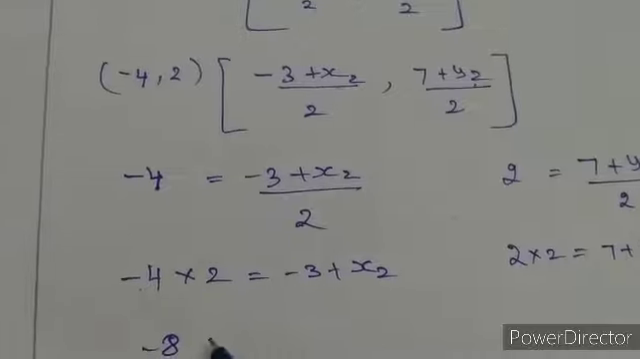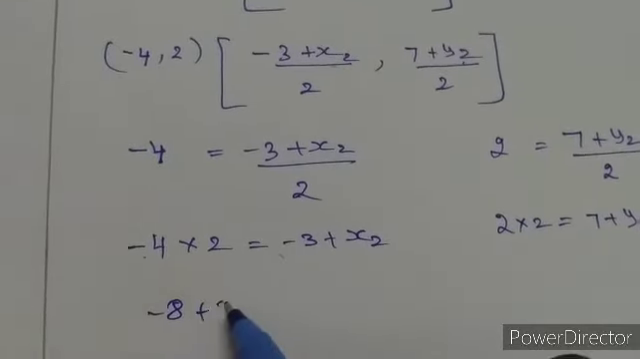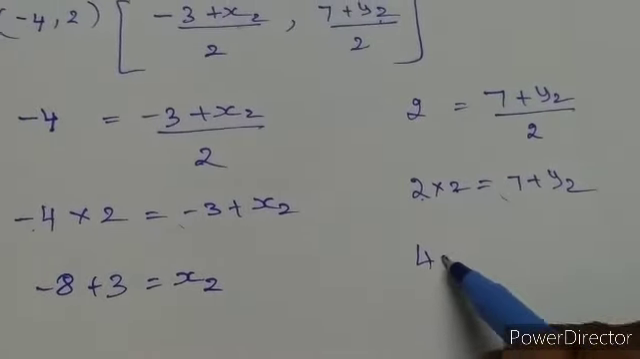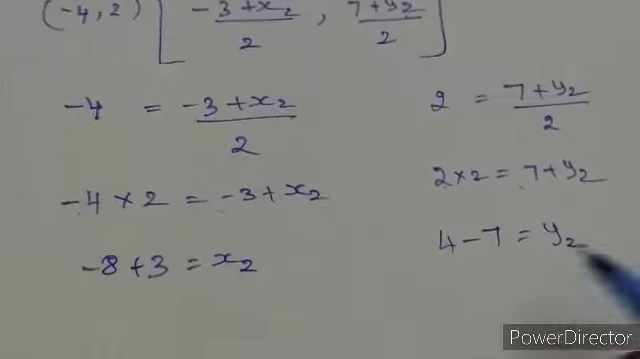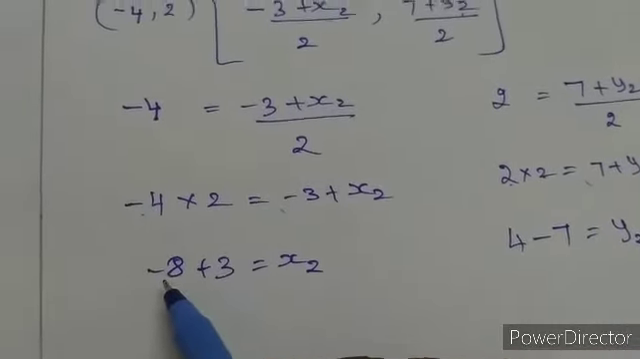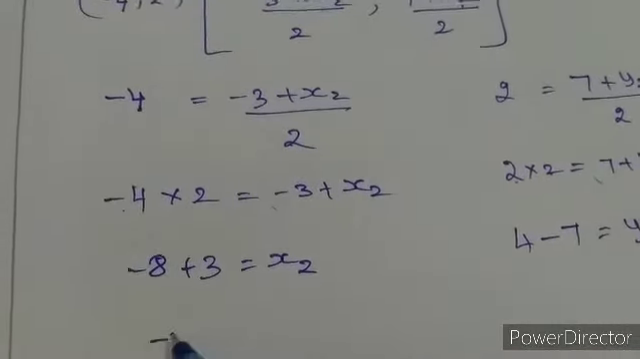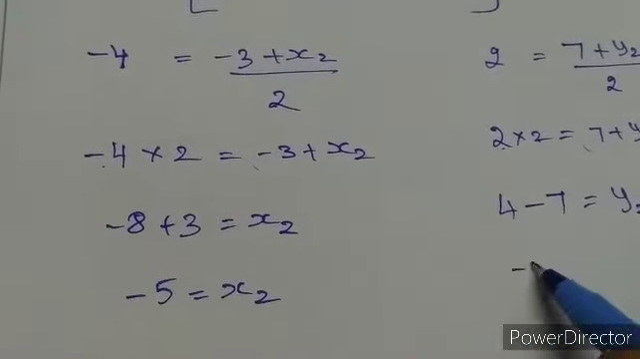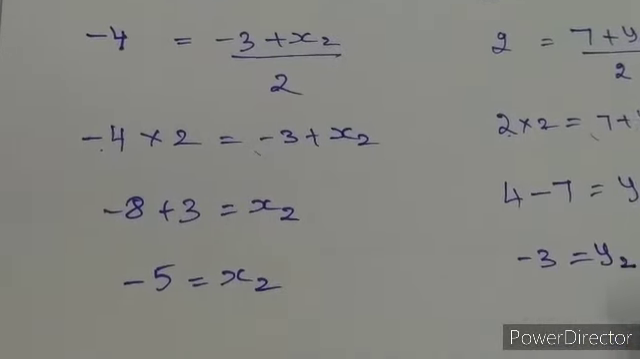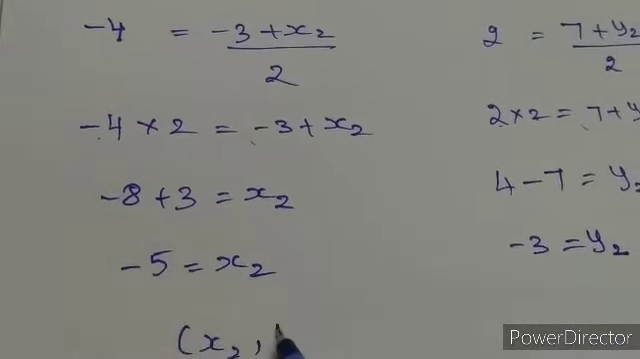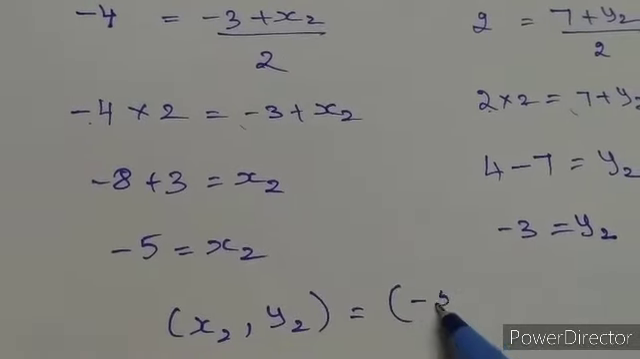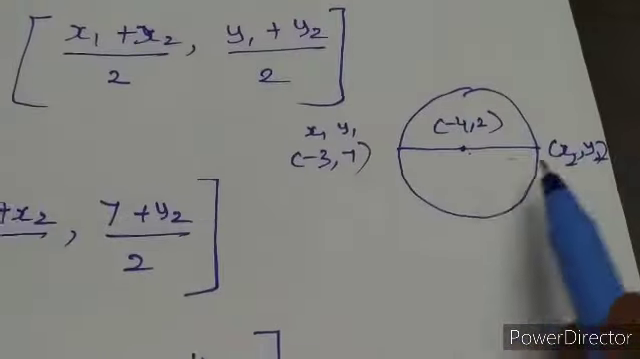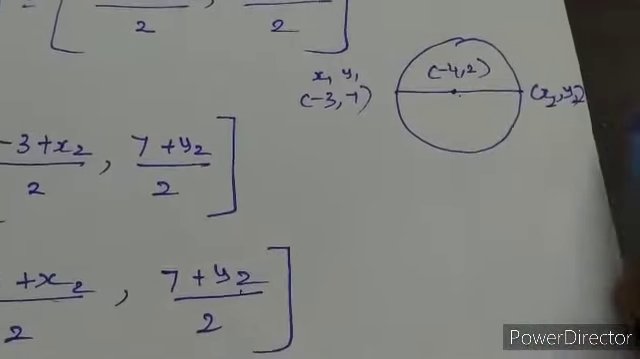Now -8, and the -3 comes to this side as plus 3, which gives x2. Here 2 into 2 is 4, and the plus 7 transposes as minus 7, giving y2. Now -8 plus 3 gives -5, which is x2, and 4 minus 7 gives -3, which is y2. Now (x2, y2) is (-5, -3). So the other end of the diameter is (-5, -3).